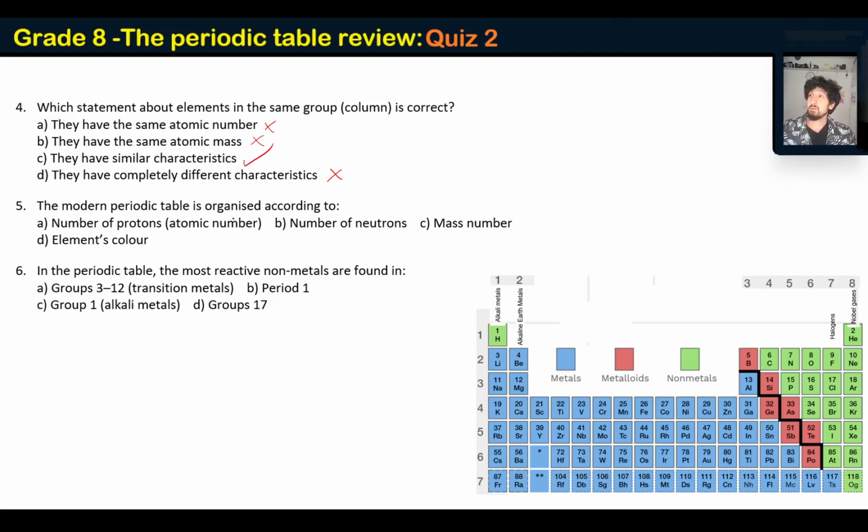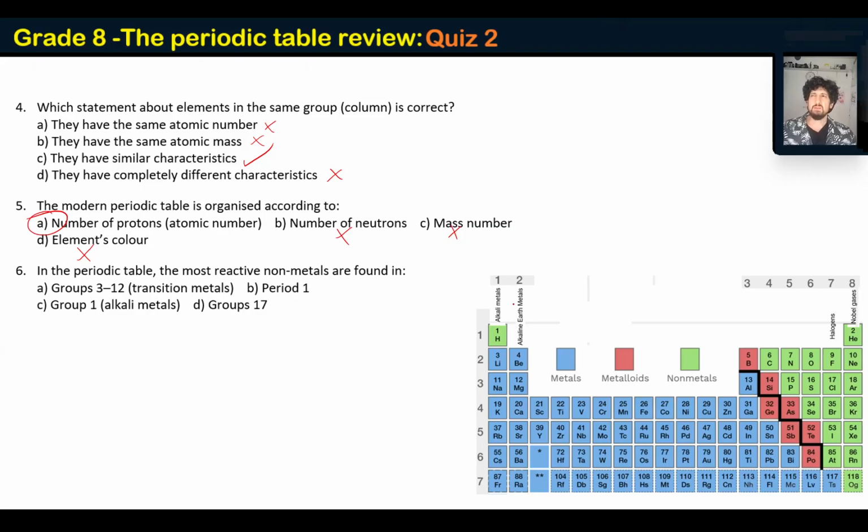The modern periodic table is organized according to what? Oh, we have to go through this, right? So Mendeleev, this Russian scientist who first came up with this idea about organizing the periodic table, wanted to organize the periodic table by the element's mass number. That's how he did it, through the mass number of the elements. Now, modern periodic tables are organized by atomic number, by the number of protons elements have. So the modern periodic table is not organized by the mass number or the neutron number or even the element's color. They are organized by number of protons.